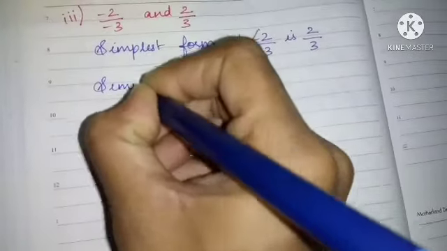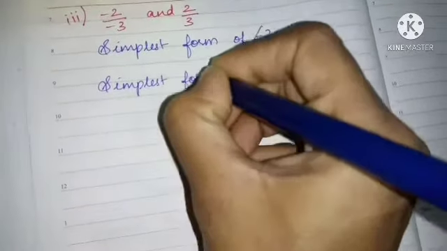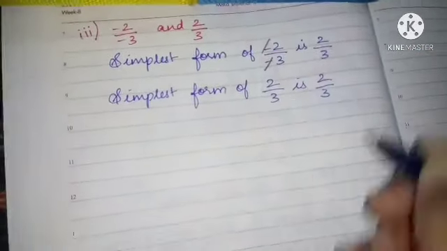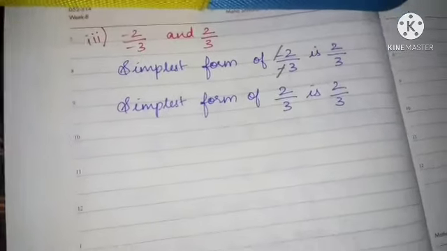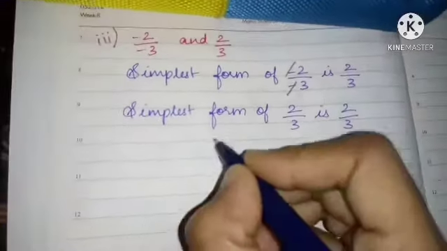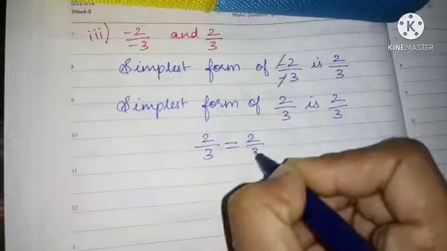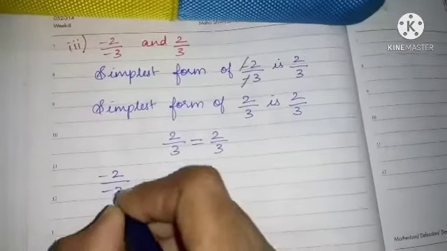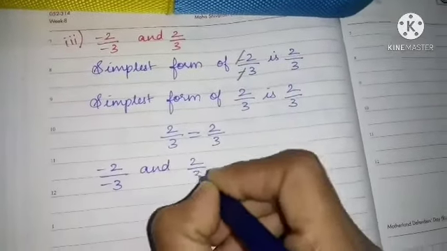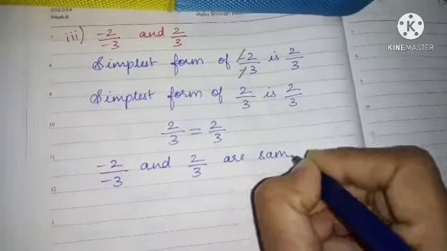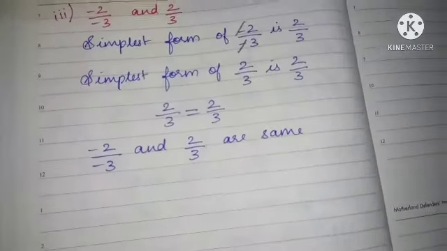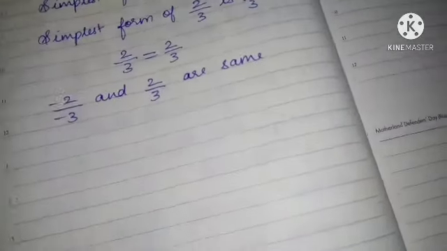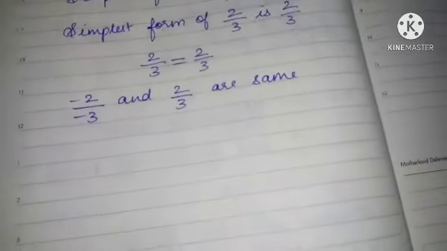The simplest form of minus 2 by minus 3 is nothing but 2 by 3. Next, the simplest form of 2 by 3 is 2 by 3, because we can't cancel this further. So both are equal. 2 by 3 is equal to 2 by 3. So minus 2 by minus 3 and 2 by 3 are the same. Fourth subdivision and fifth subdivision are your homework.